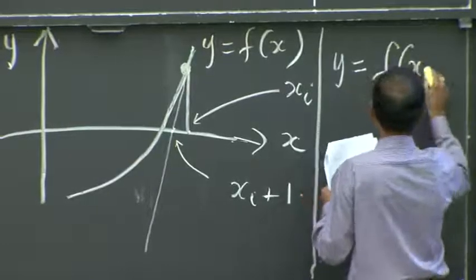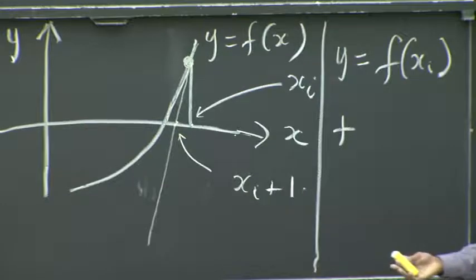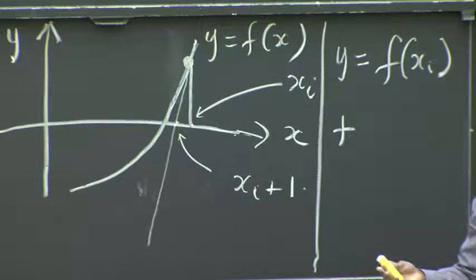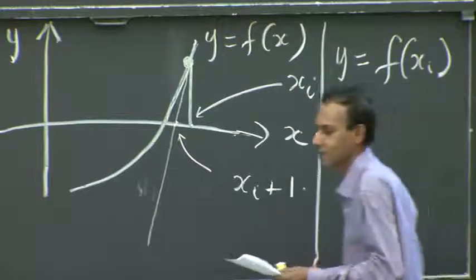f of xi plus f prime xi. Thank you, thank you. All right, you get a cushion.